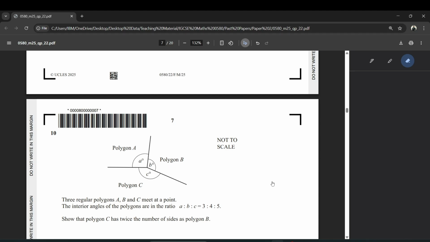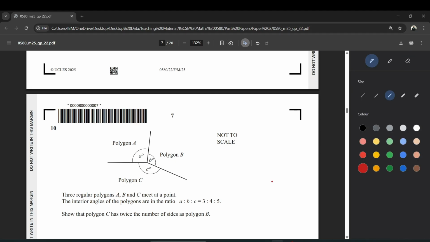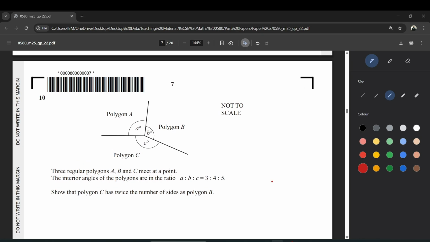All right, so let's move to question number 10. It says polygon A, polygon B and polygon C, right? So these are three different polygons. Three regular polygons meet at a point. So this is the point where they meet. The interior angles of the polygons are in the ratio A : B : C, which is equal to 3 : 4 : 5. Show that polygon C has twice the number of sides as polygon B.